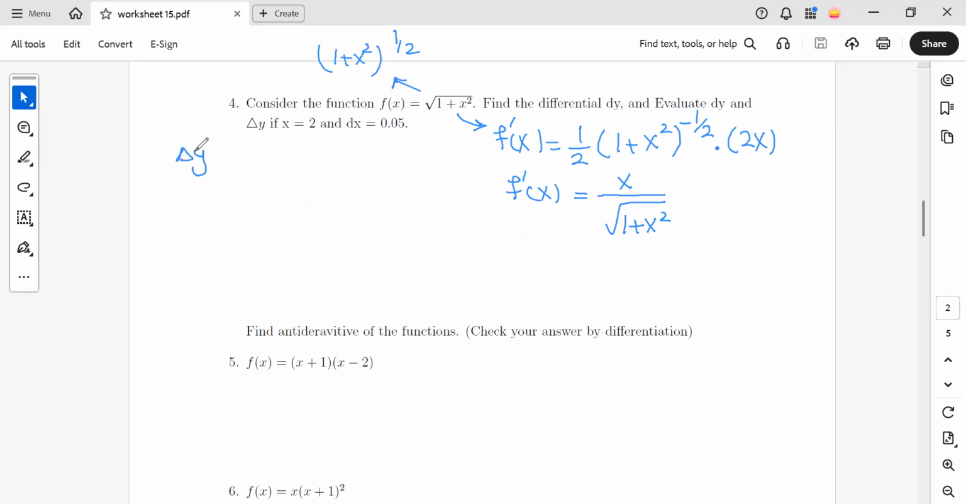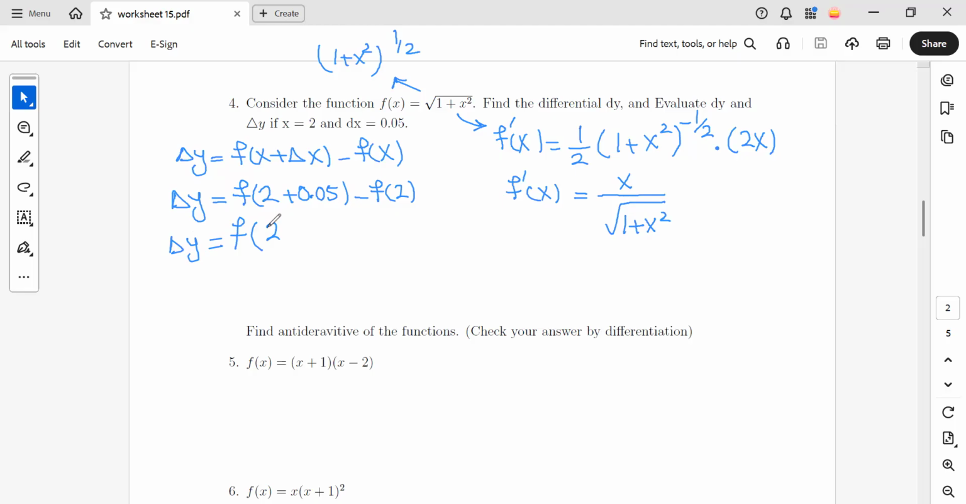As before, delta y is f of x plus delta x minus f of x. We know that x is 2, delta x is the same as dx, which is 0.05. So delta y would be f of 2 plus 0.05 minus f of 2. So delta y equals f of 2.05 minus f of 2.